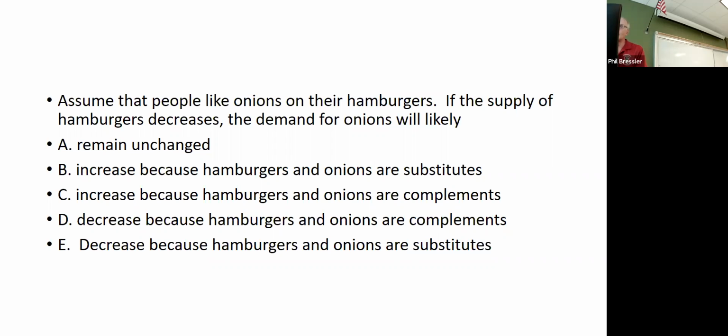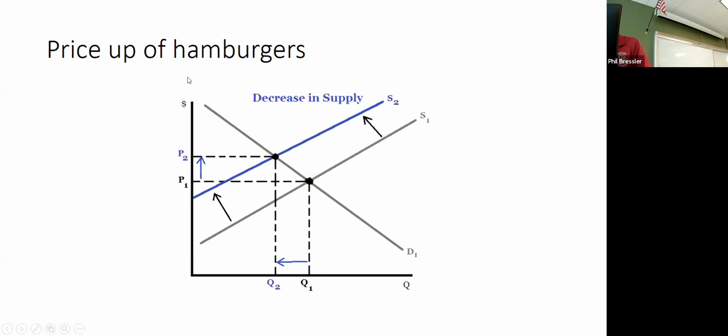Okay. All right, Ryan. What are hamburgers and onions according to this little prompt? They're complements. Okay. So if the supply of hamburgers decreases, what's going to happen to the price of hamburgers, Ryan? They're going to go up. Right? Supply would shift left, price of hamburgers are going to go up.